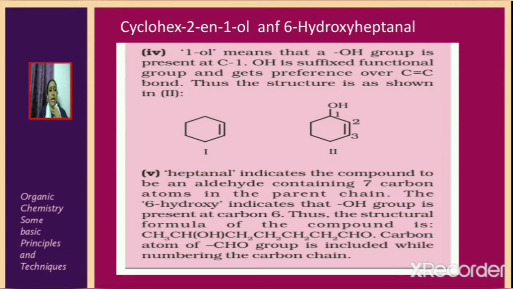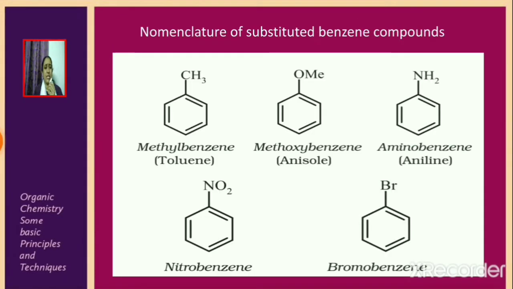Now consider 6-hydroxyheptanal. From the name it is clear that an OH group is present at the 6th carbon and an aldehyde group CHO is also present. The CHO group is given the preference, so that is why the compound is named as an aldehyde, heptanal. 7 carbon atoms are present. The CHO carbon should be numbered as the 1st carbon so that the hydroxyl group OH will be attached to the 6th carbon. Thus we can get the structure of 6-hydroxyheptanal as CH3CHOHCH2CH2CH2CH2CHO.